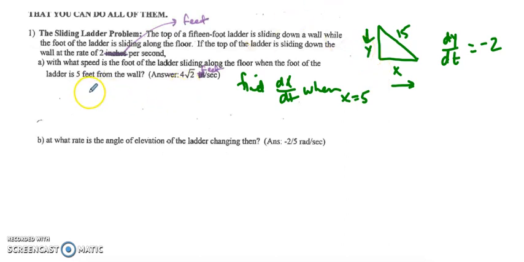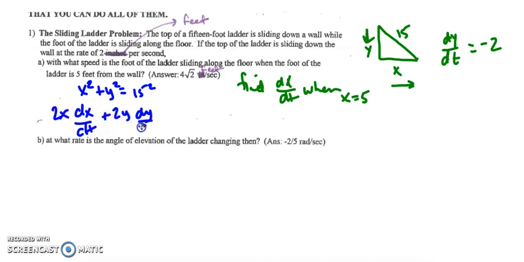So this is a Pythagorean theorem problem. We have x squared plus y squared equals 15 squared. Differentiate it with respect to time. We're going to have 2x dx/dt plus 2y dy/dt equals 0.